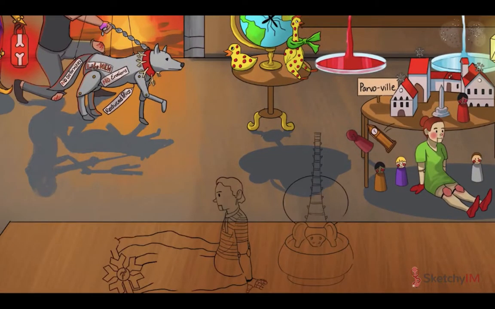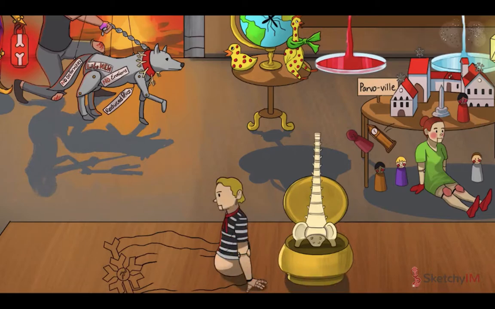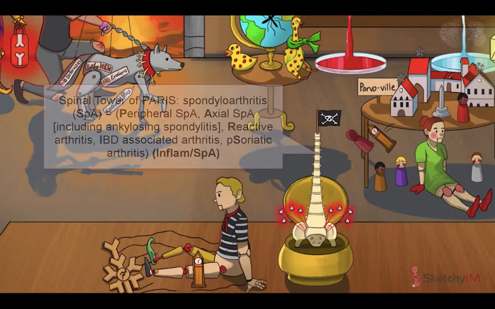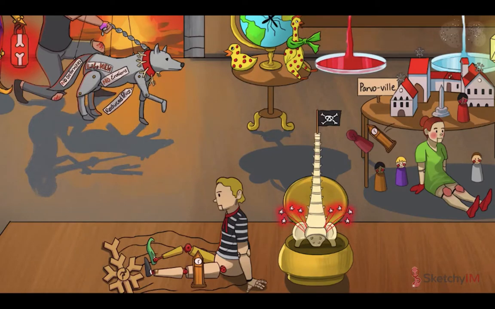The next group of inflammatory polyarthritis is dubbed spondyloarthritis. Why the Eiffel Tower, you ask? The acronym PARIS is a useful mnemonic for remembering the major conditions that are associated with spondyloarthritis. This includes peripheral spondyloarthritis, axial spondyloarthritis, reactive arthritis, IBD-associated arthritis, and lastly, psoriatic arthritis. Yeah, technically psoriatic starts with a P, but how are you going to remember perip?